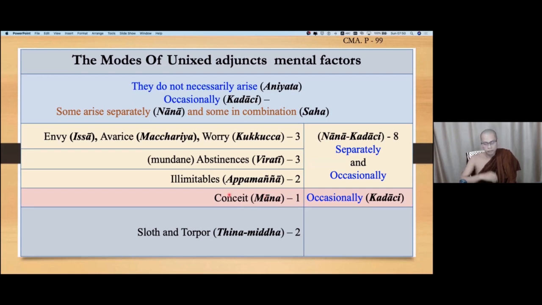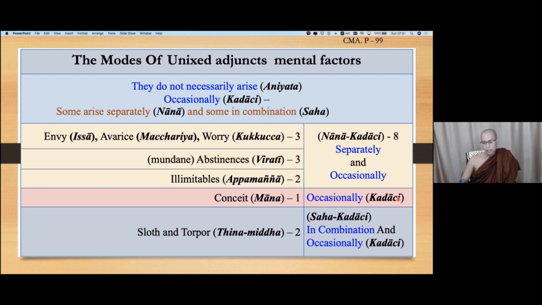When someone has the nature of conceit or pride, at that moment the mental factor of conceit will be present. At other times, it will be absent. That is why it is Karachi. So Nana Karachi, eight; Karachi, one.